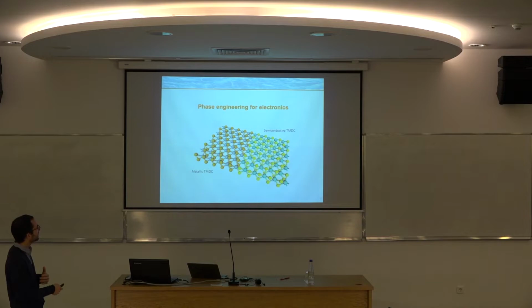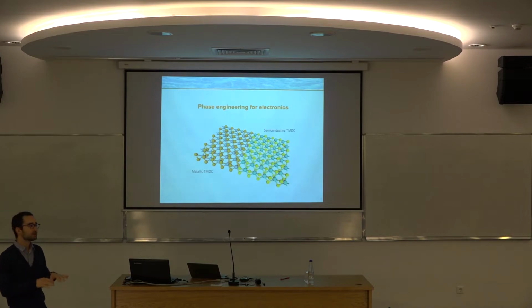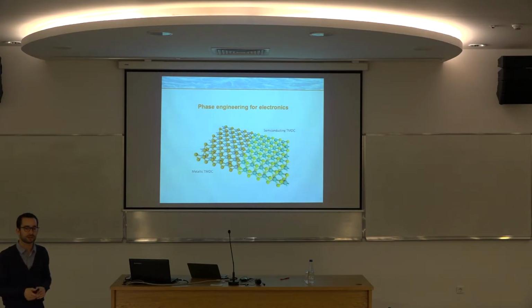So the idea that we had was, can we engineer the structure of this material so that we can pattern a single layer of TMDs with metallic regions by applying these reducing methods, while keeping some regions in the semiconducting phase. So we have an in-plane heterostructure with a metallic 1T phase and 2H semiconducting material.